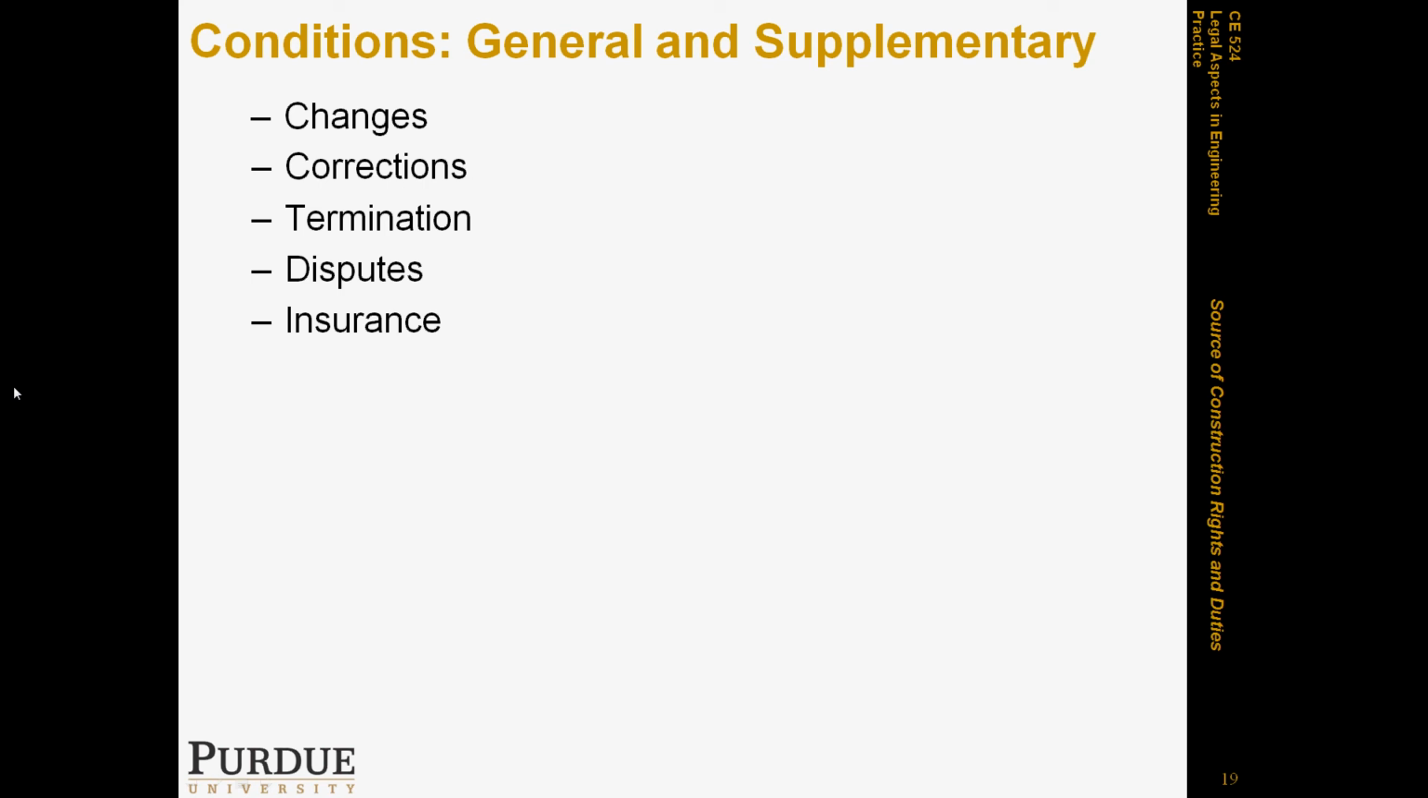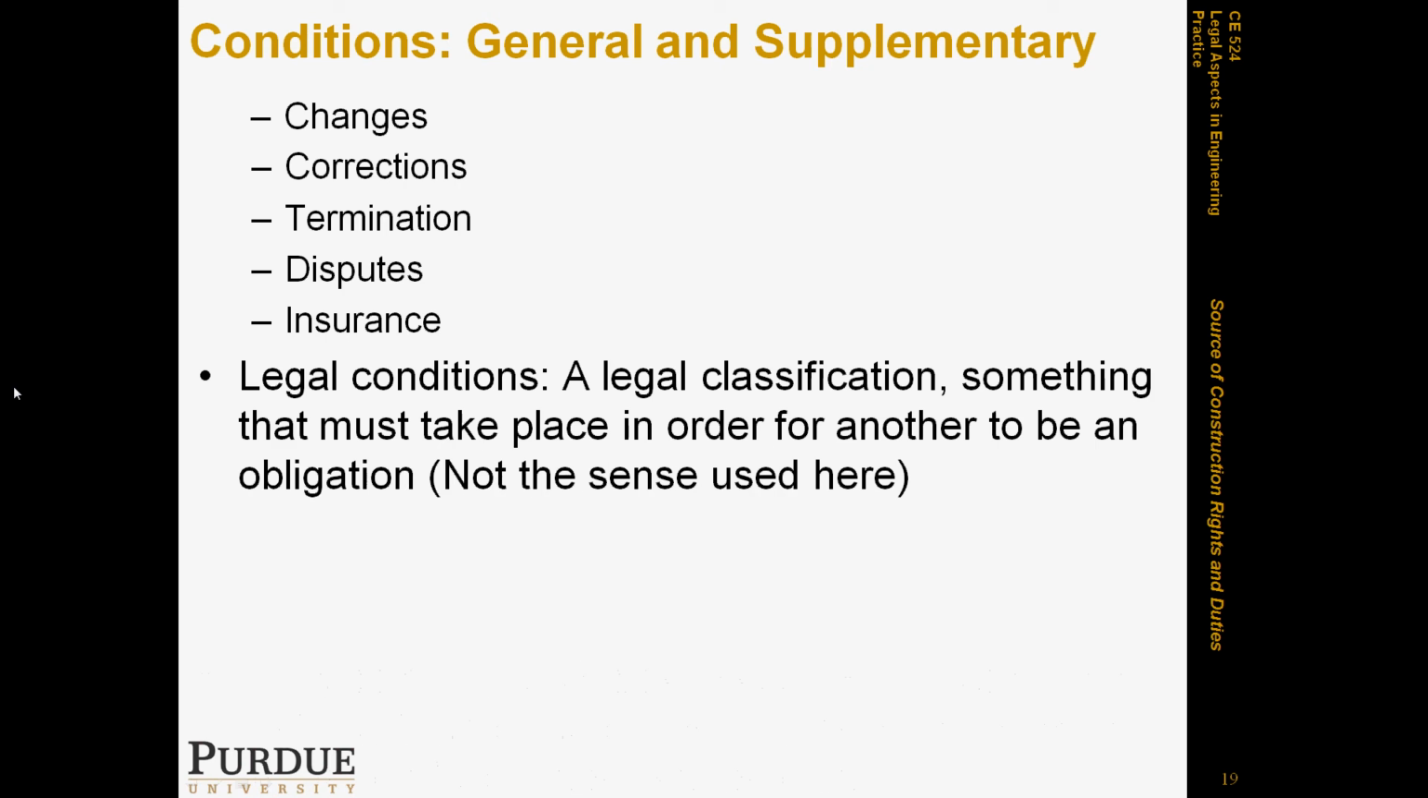There's a major difference between general and supplementary conditions and something called the legal condition. The legal condition is, by definition, a construct, a legal classification, something that basically requires something to happen before the other. Sometimes we refer to it as a condition precedent. So in order for something to happen, something else has to happen.